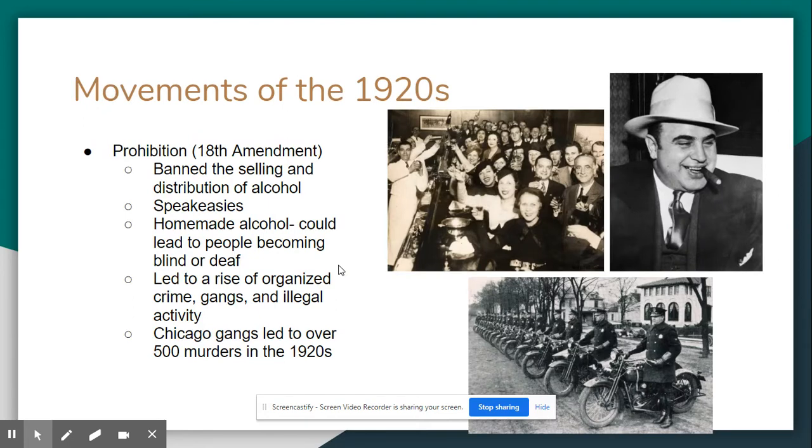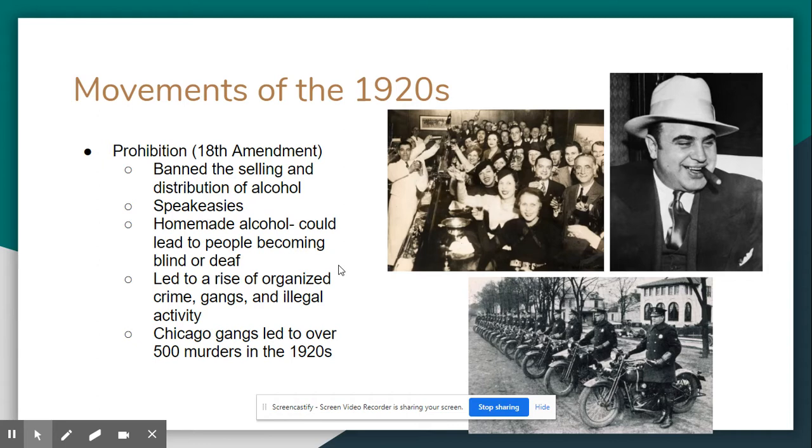Movements of the 1920s included Prohibition, which is probably the biggest one. That was the 18th Amendment. It banned the selling and distribution of alcohol. There were places called speakeasies, which were unlicensed bar rooms. They were given that nickname because you had to speak the password to gain entry, so the law enforcement wouldn't hear you and catch you.